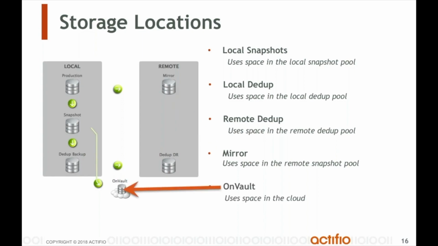When you set up an OnVault pool, what you're doing is defining the information necessary to access that system. Say I'm using AWS. I would define all of the parameters necessary to speak to that system. And when we go to move information into the cloud, we actually use the Vault pool as the indication of that information.